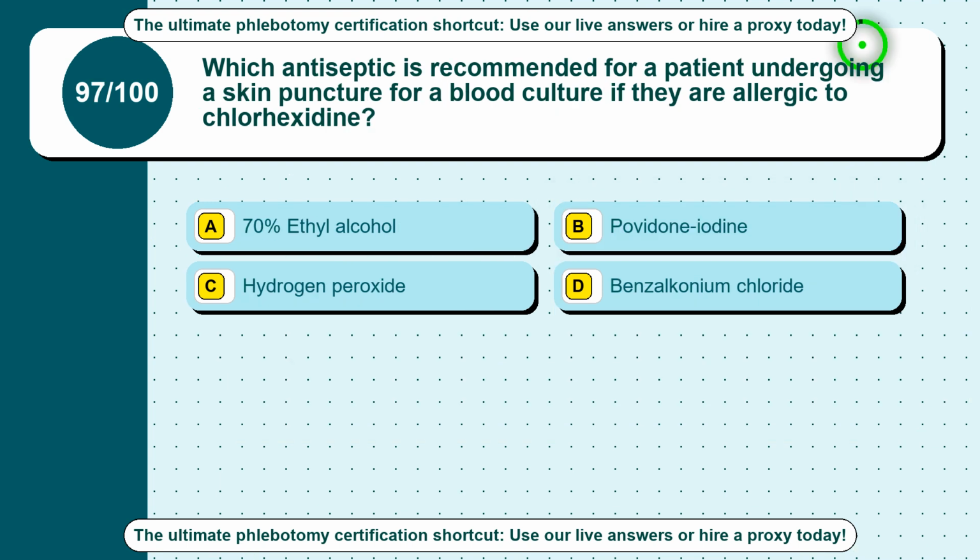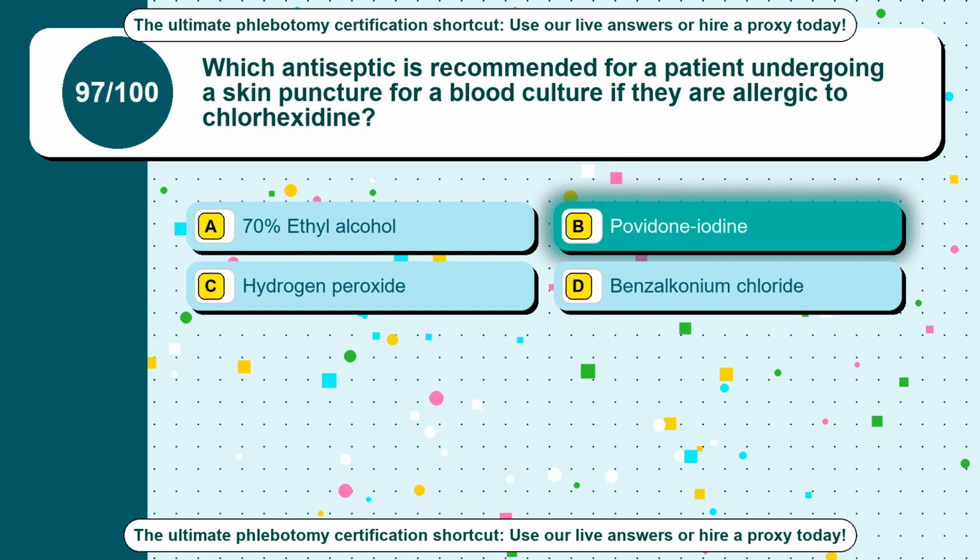Question 97. Which antiseptic is recommended for a patient undergoing a skin puncture for a blood culture if they are allergic to chlorhexidine? Option A, 70% ethyl alcohol. Option B, povidone. Option C, hydrogen peroxide. Option D, benzalkonium chloride. The correct answer is option B, povidone.